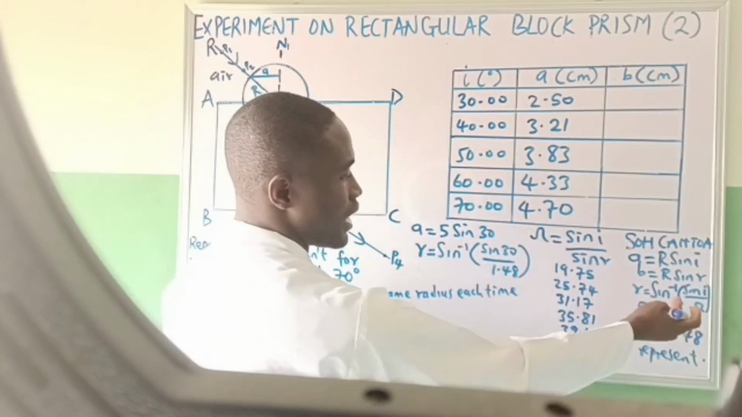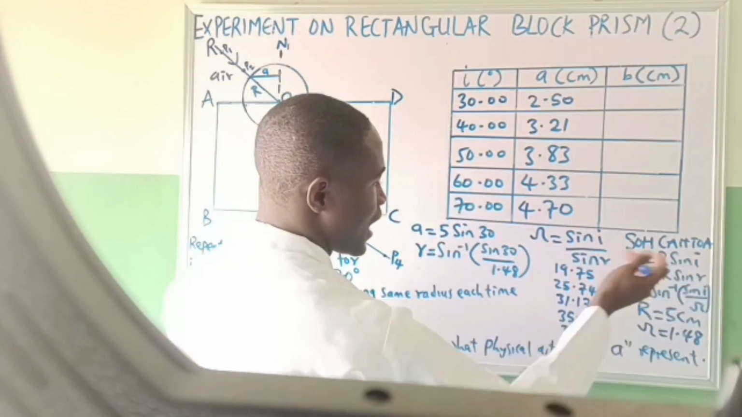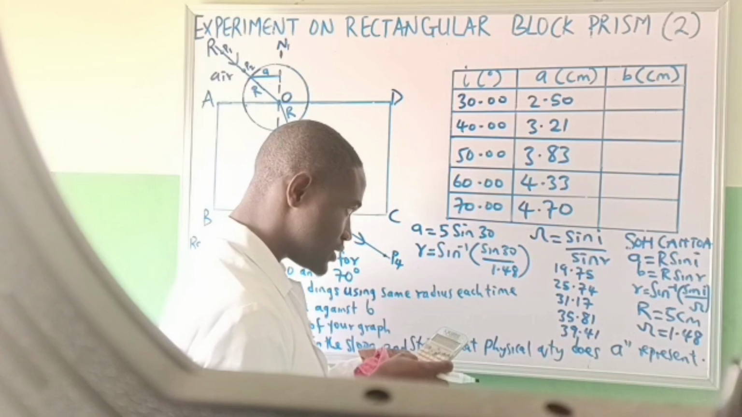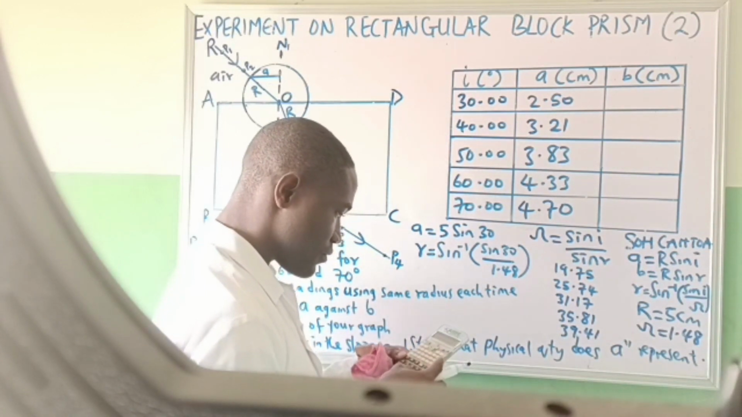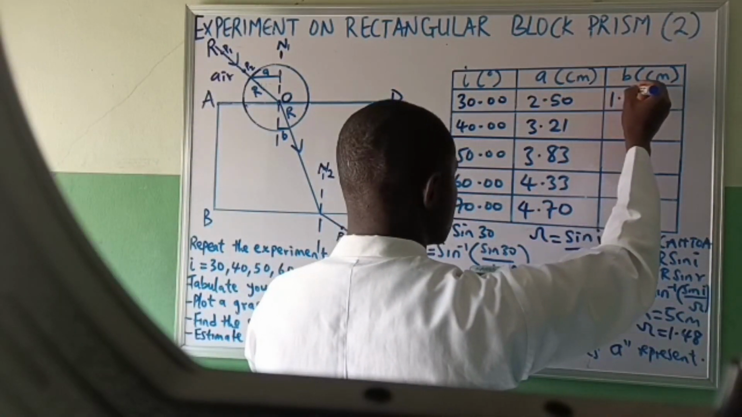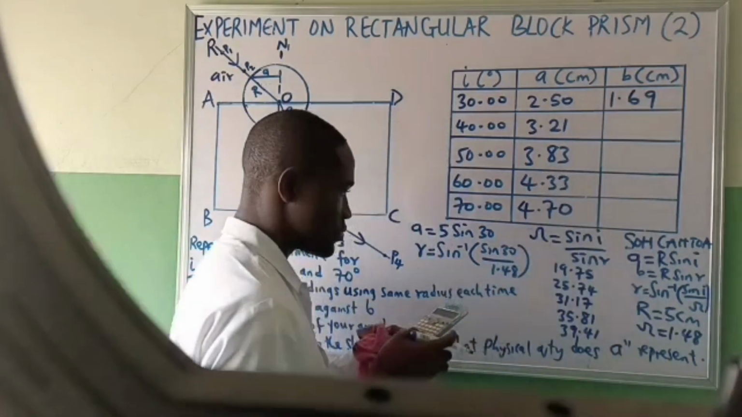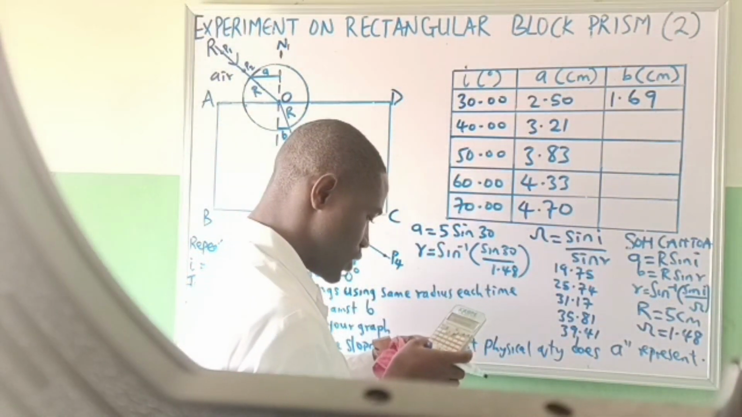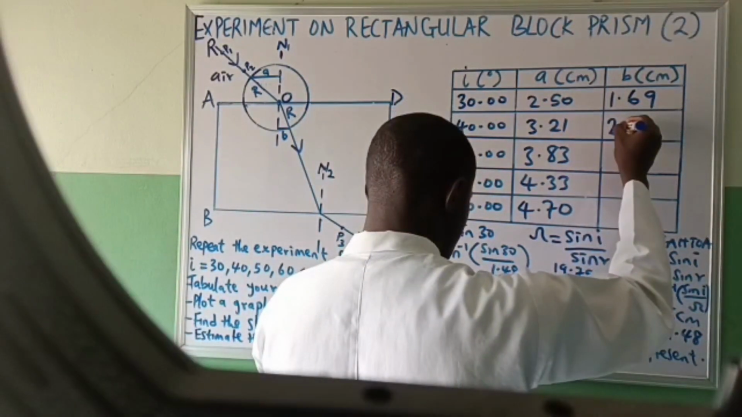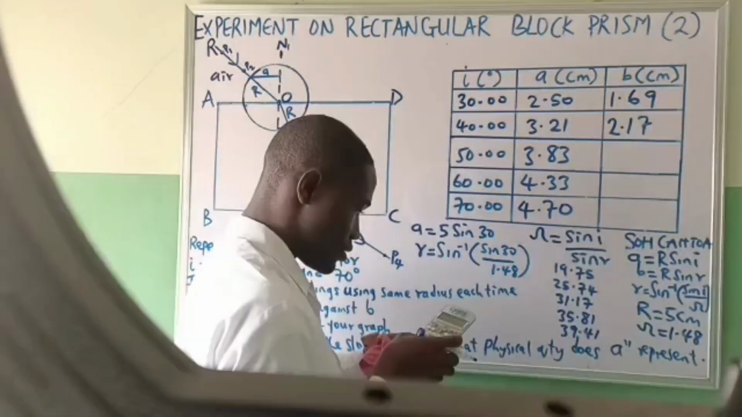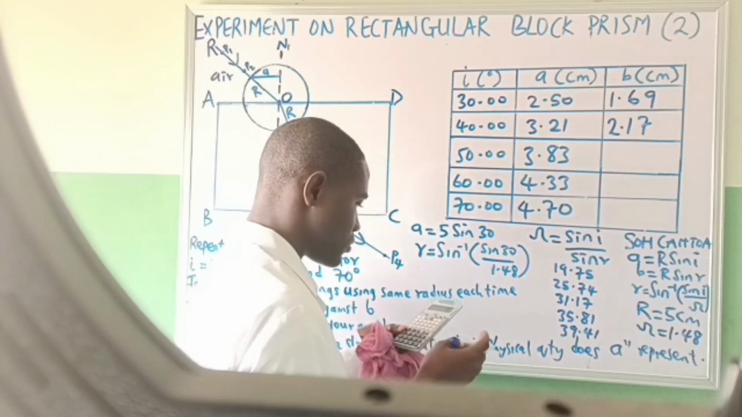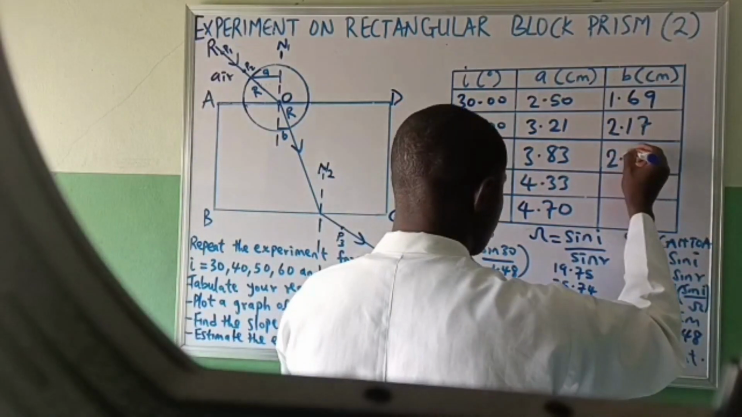These are the values. We will now put it here. For the first one, R, sine R, that is 5 sine 19.75. We have our B to be 1.69. 5 sine 25.74 is 2.17. Sine 31.17 gives 2.59.